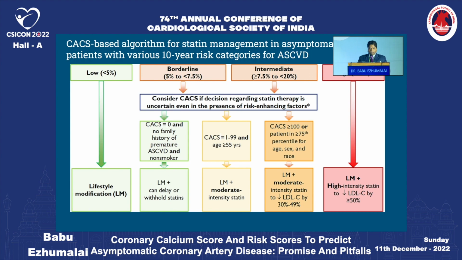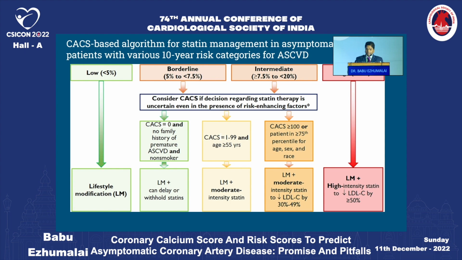This is one flowchart from ASCVD risk stratification. For any patient with low risk, less than 5%, lifestyle modification. When the risk is more than 20%, that is high risk, so we go for lifestyle modification and a high-intensity statin, where LDL has to be reduced by more than 50%. But the CAC score comes in the borderline and intermediate risk, 5 to 7.5% or 7.5 to 20%, where measuring the CAC score adds value. If the CAC value is 0, without any family history of premature cardiovascular disease, and the patient is a non-smoker, then just lifestyle modification is needed.